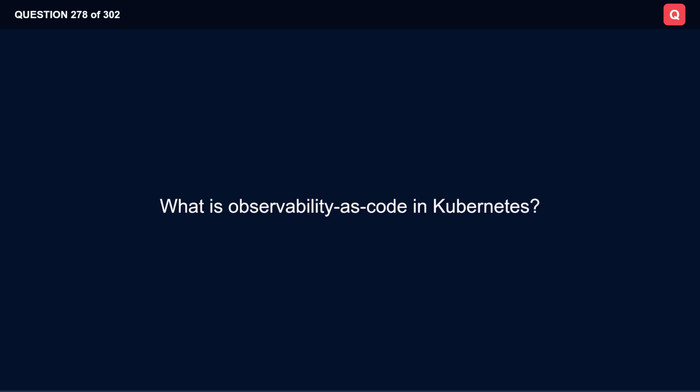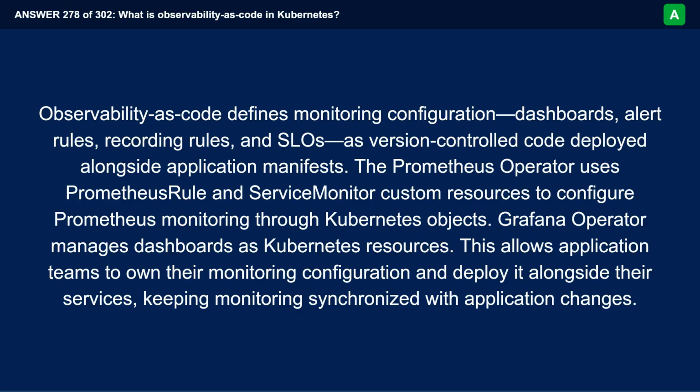What is observability as code in Kubernetes? Observability as code defines monitoring configuration, dashboards, alert rules, recording rules, and SLOs as version-controlled code deployed alongside application manifests. The Prometheus operator uses PrometheusRule and ServiceMonitor custom resources to configure Prometheus monitoring through Kubernetes objects. Grafana operator manages dashboards as Kubernetes resources. This allows application teams to own their monitoring configuration and deploy it alongside their services, keeping monitoring synchronized with application changes.